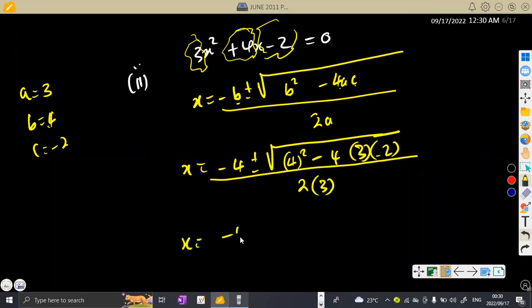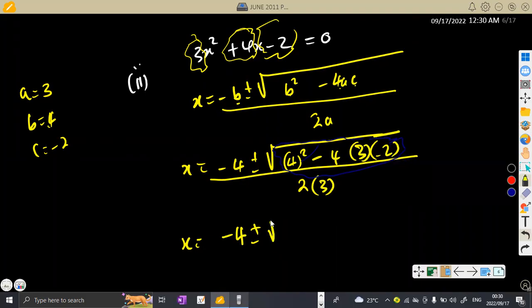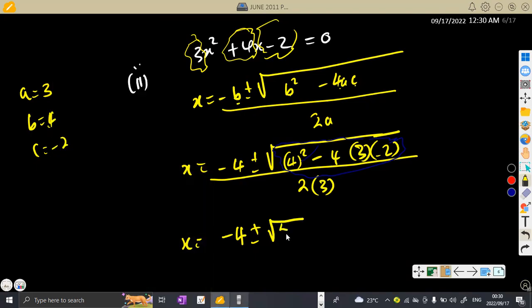So you can simplify further. Remember what I always say, guys: if you're dealing with the quadratic formula, make sure you simplify the part under the square root. So from this part under the square root, what are we going to have? You can even use your calculator: 4 squared minus 4 times 3 times -2, like this. So you're going to obtain 40. So this will be the square root of 40 over 2 times 3, which is 6.